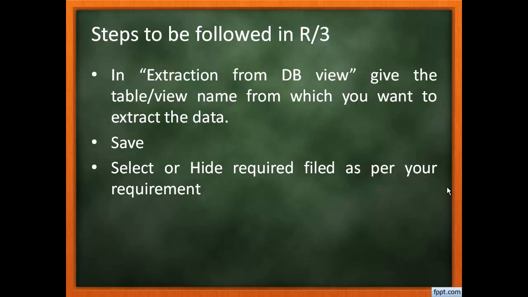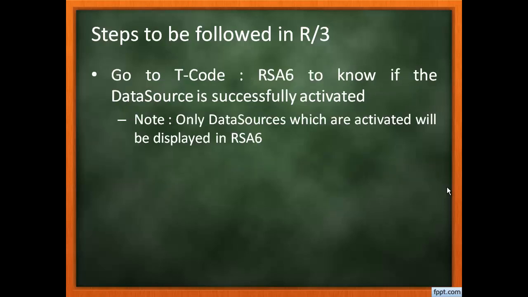In extraction from DB view, give the table or view name from which you want to extract the data. Then click on save. Then select or hide the required fields as per your requirement. Then go to transaction code RSA6 to know if the data source is successfully activated. Only the successfully activated data sources will be displayed in RSA6.